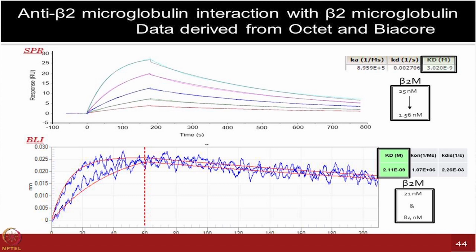So using SPR and BLI we tried binding for various time points analysis, with different concentration series. It came pretty close, actually. This is showing you the overall KD is almost 3 e to the power minus 9, and it is also 2.11 e to the power minus 9. Just imagine, this was done on this kind of instrument, which was not available in my lab at that time.